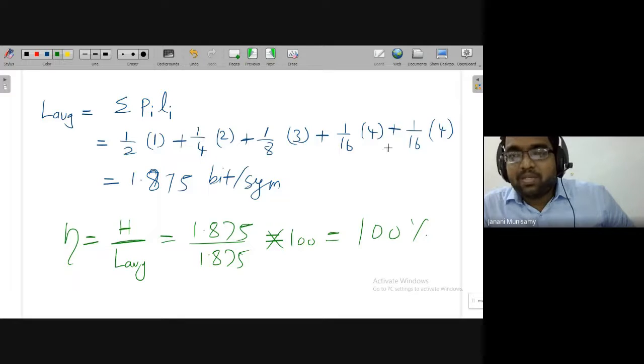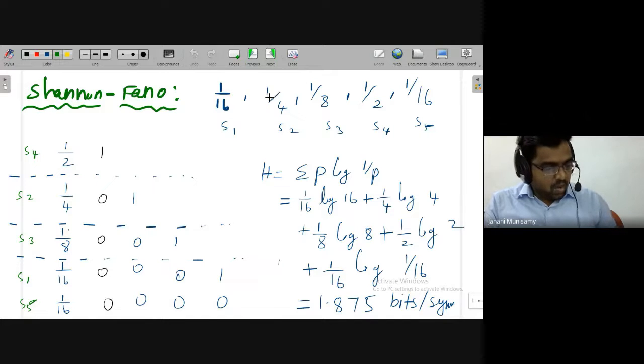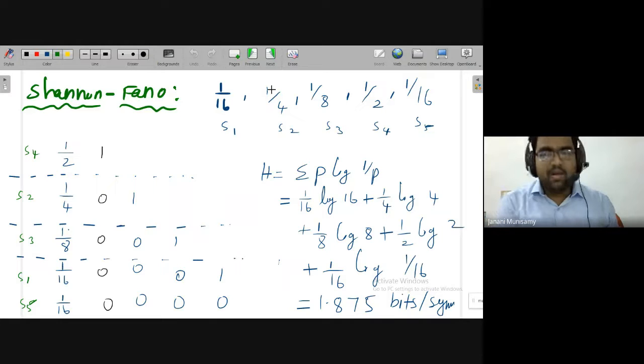It all really depends on what is the probability. So now I will take some simple case where we will not get efficiency as 100%.